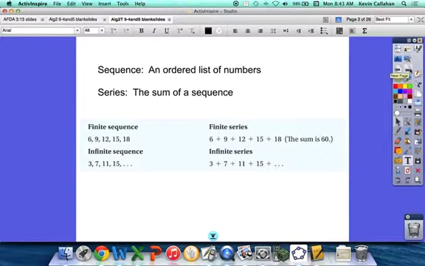Right? So a sequence, as we said in the last one, is an ordered list of numbers. A series is the sum of a sequence. So if you take the terms in the sequence and you add them up, that's a series.